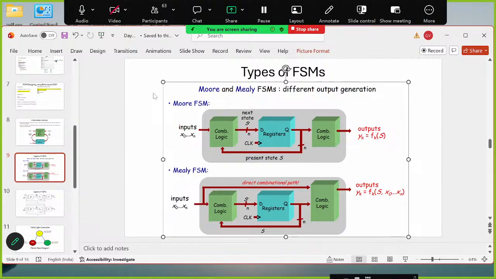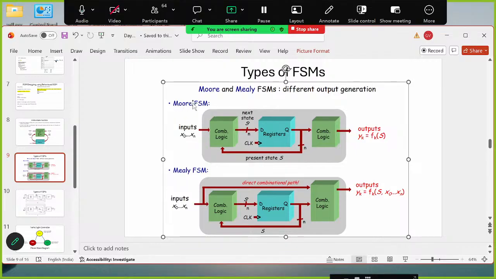Next state is the output also. Okay, so we can say there are two types of finite state machines. One is called Moore machine, and another is called Mealy machine. Depending upon their outputs, whether they depend only upon the present state, or whether they depend upon the inputs as well as on the present state, these two FSMs have been identified.